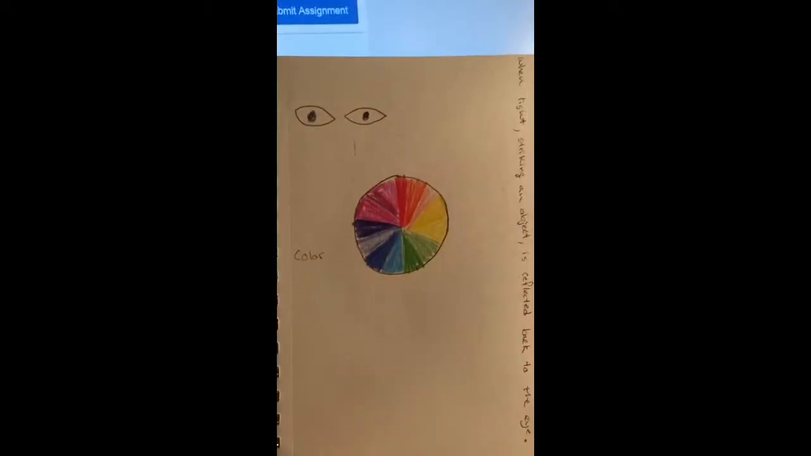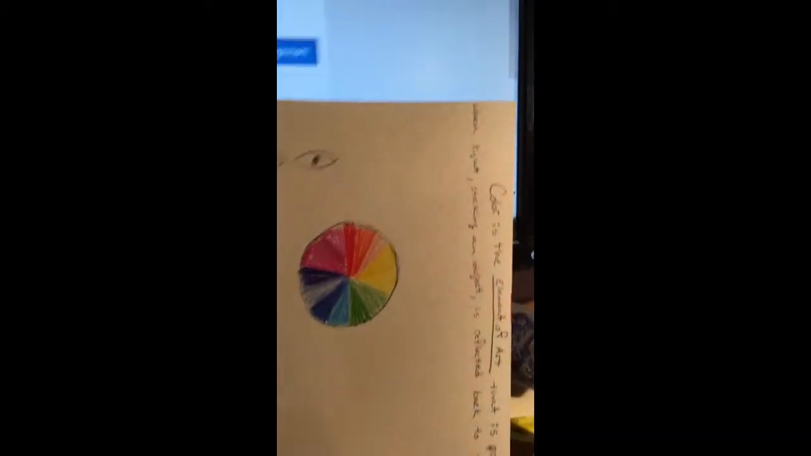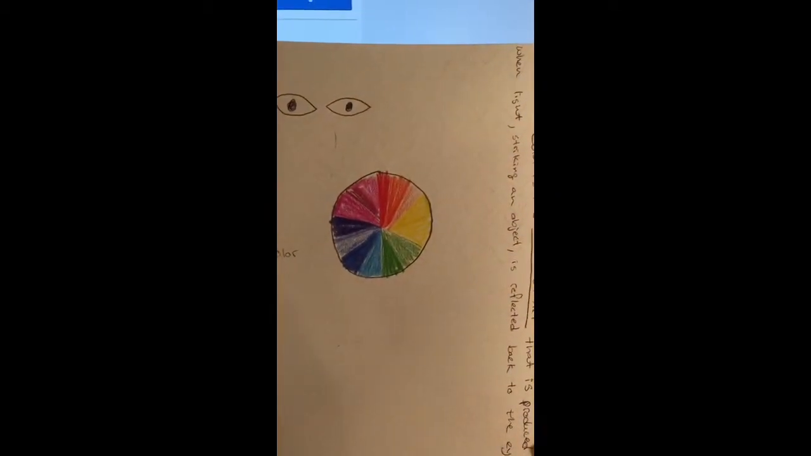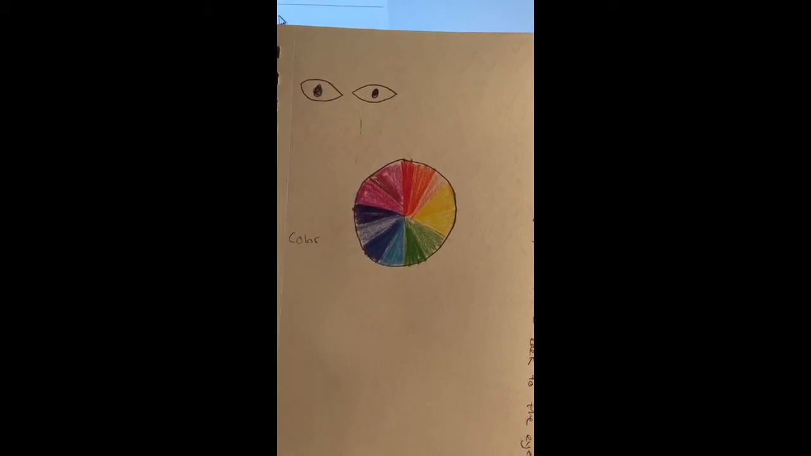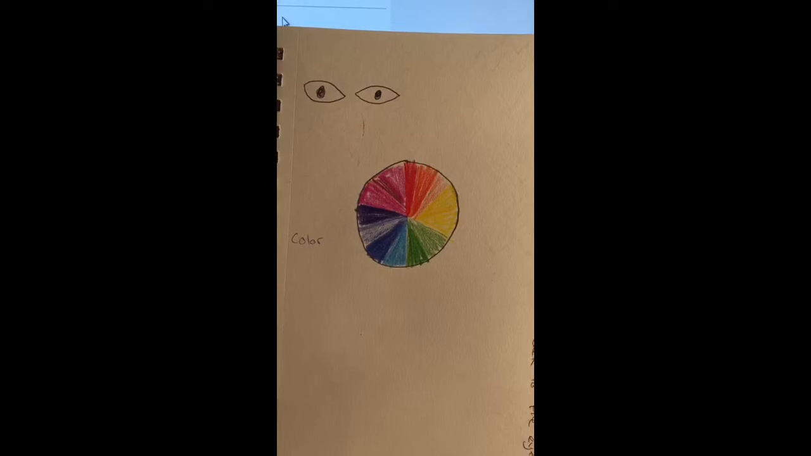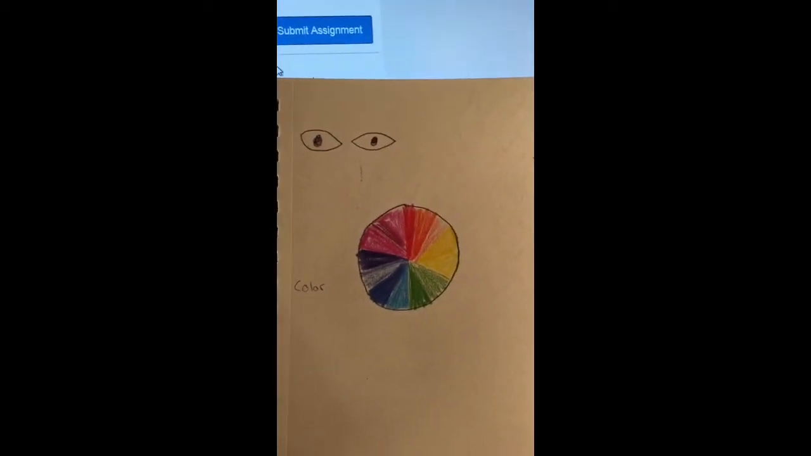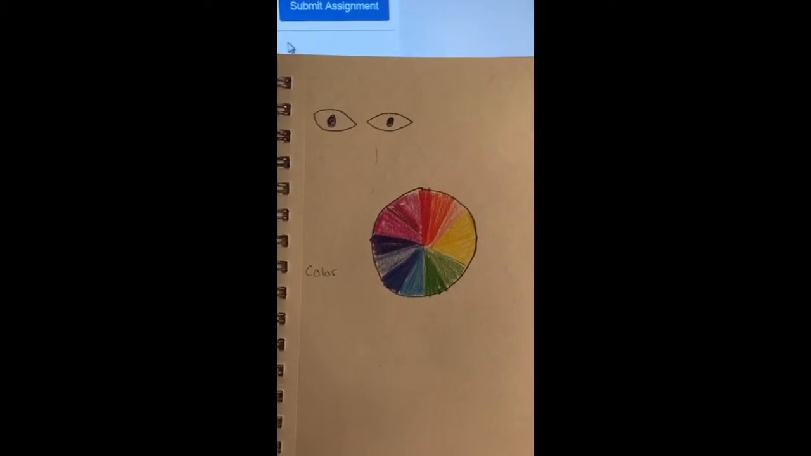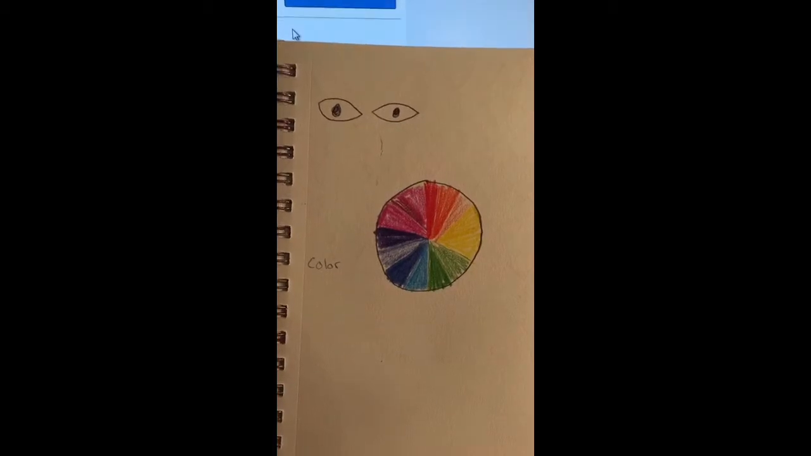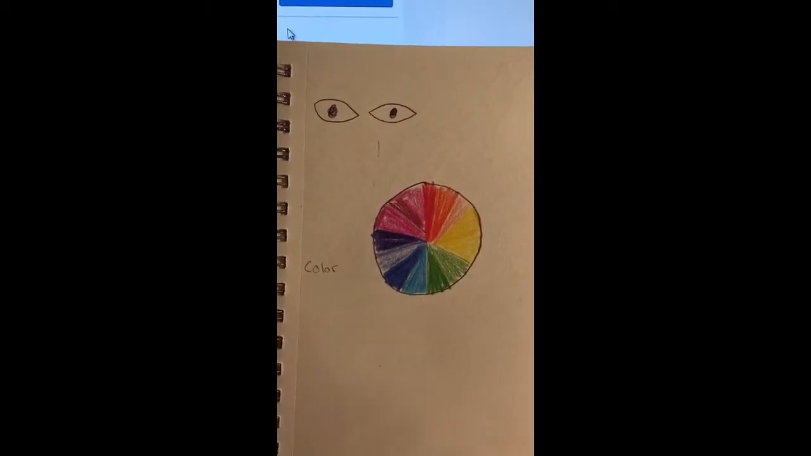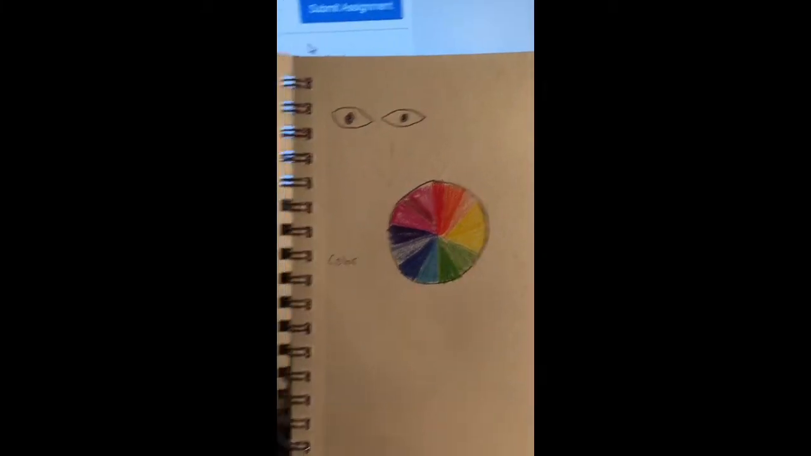The next one is color, and color, as I looked it up, the definition was color is the element of art that is produced when light striking an object is reflected back to the eye. So this is what popped into my head at the time. I saw eyes, and then I pictured the color wheel. I think this is the easiest way for me to think and to creatively demonstrate color.